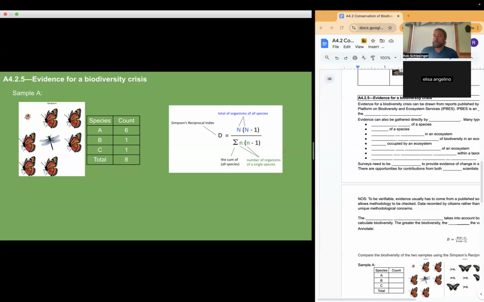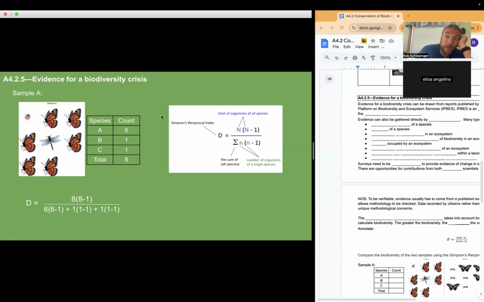A little. So how do you differentiate in the sample the total of all, like capital N and then little n? Yeah, that's a great question.